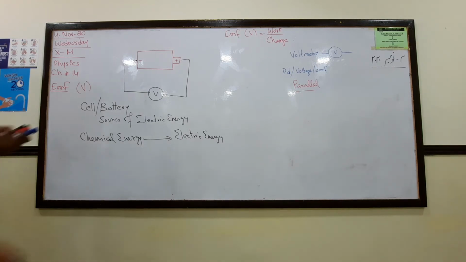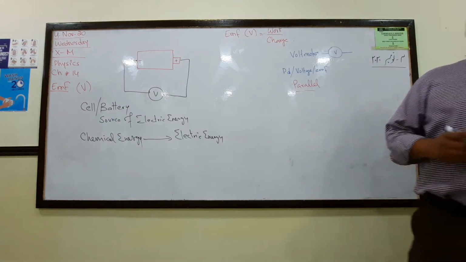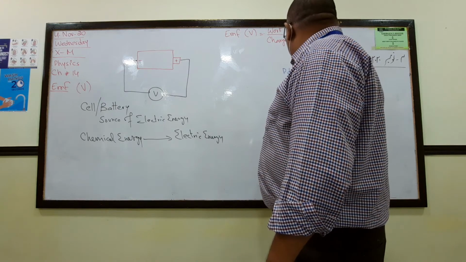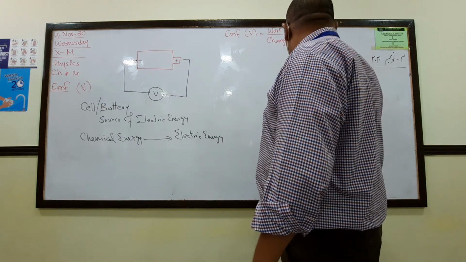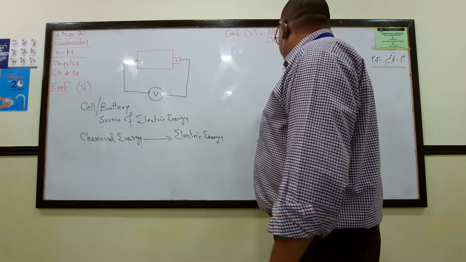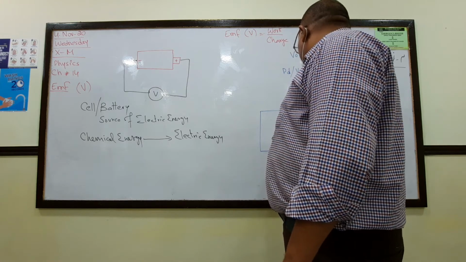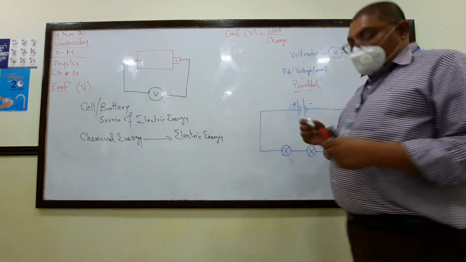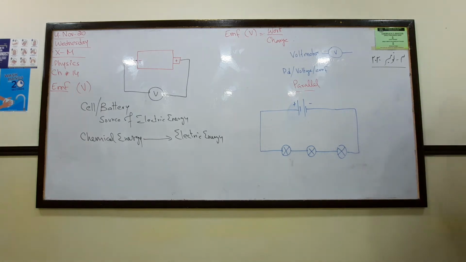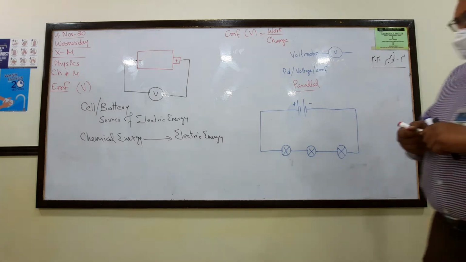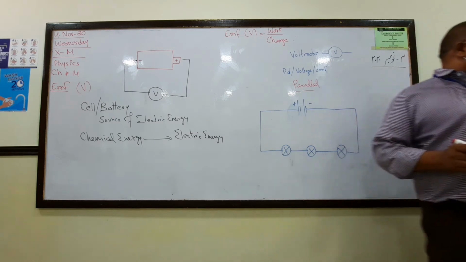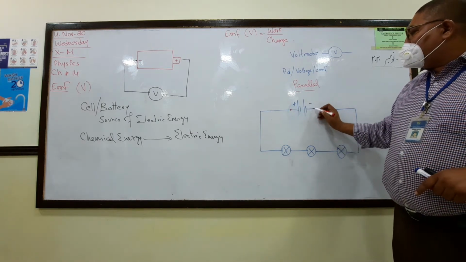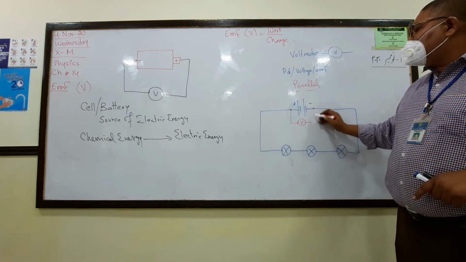For example, let me show you. Suppose I have a battery, and this is the positive terminal, this is the negative terminal, and here is lamp number 1, here is lamp number 2, here is lamp number 3. If you want to measure the EMF of the battery, you will connect the voltmeter parallel to the battery. So I will connect the voltmeter. This is how you connect the voltmeter parallel to the battery.